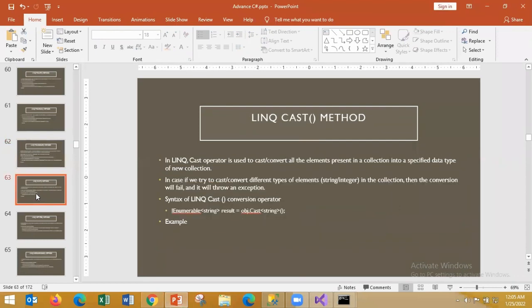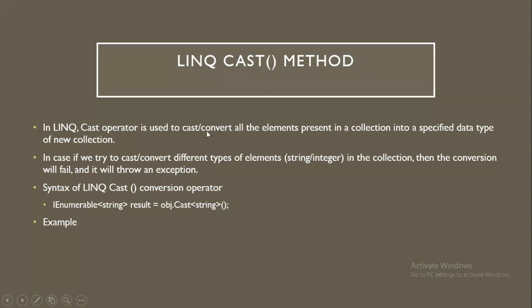Okay, next part is the cast method. The cast operator is used to cast or convert all the elements present in the collection into a specified data type of new collection. In case we try to cast or convert different types of element, that is string and integer in the collection, then the conversion will fail and will throw an exception. So it should have a collection of the same type.